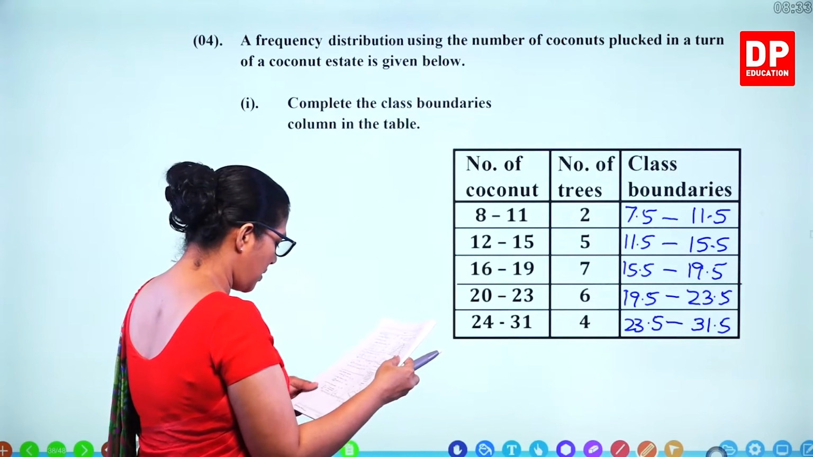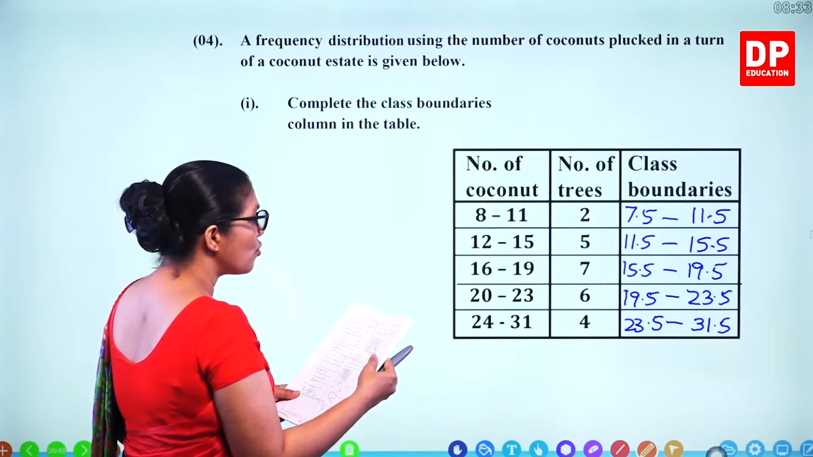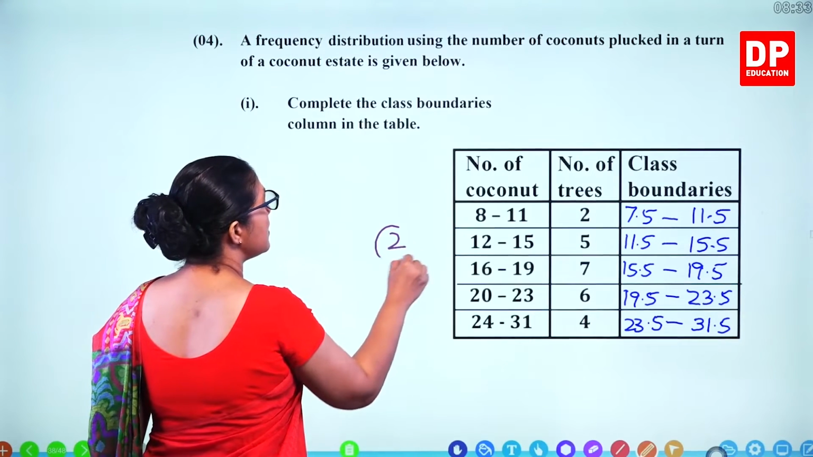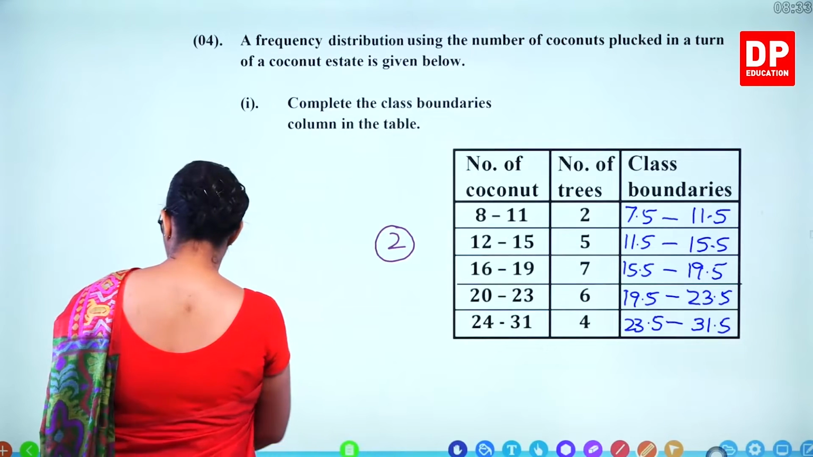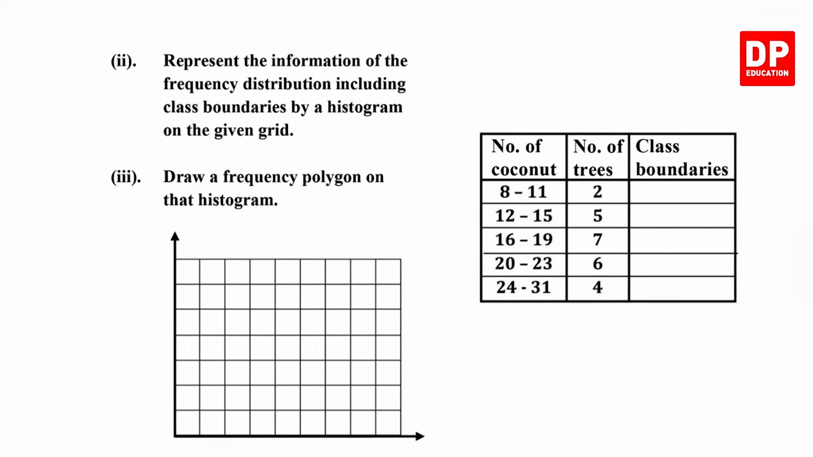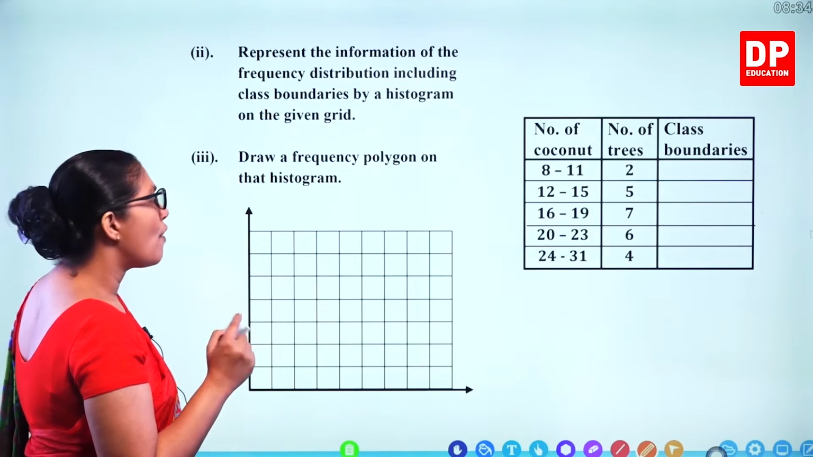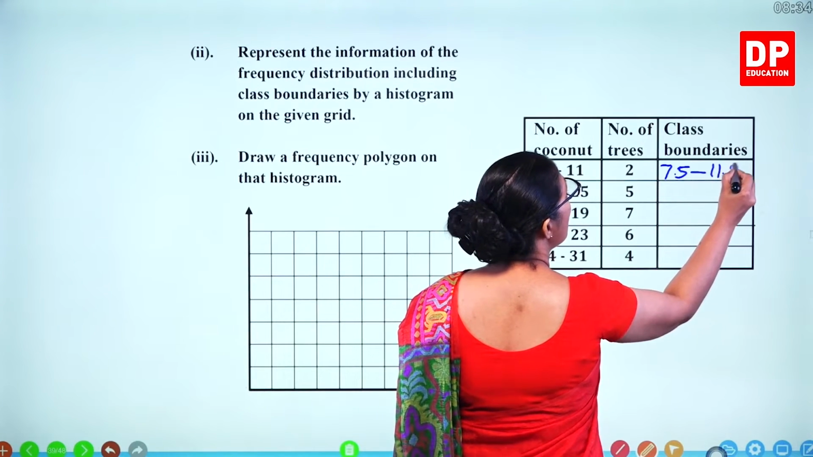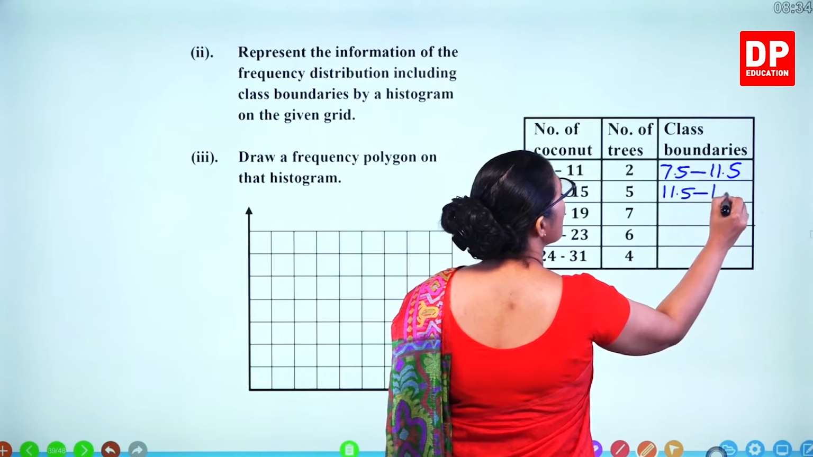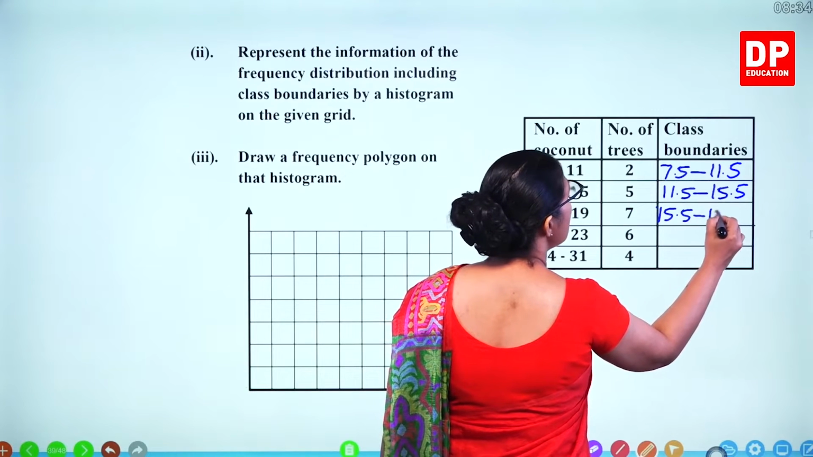So how many marks? You get 2 marks for calculating the boundaries. Part 2. Represent the information of the frequency distribution including class boundaries by a histogram on the given grid. So we found the boundaries, 7.5 to 11.5, and we'll use these boundaries to construct the histogram.